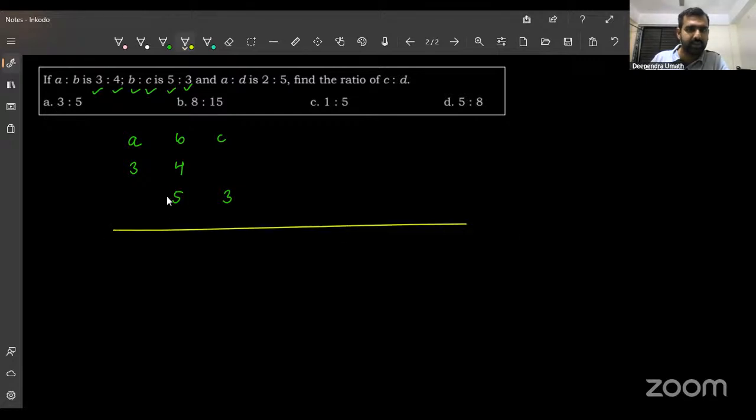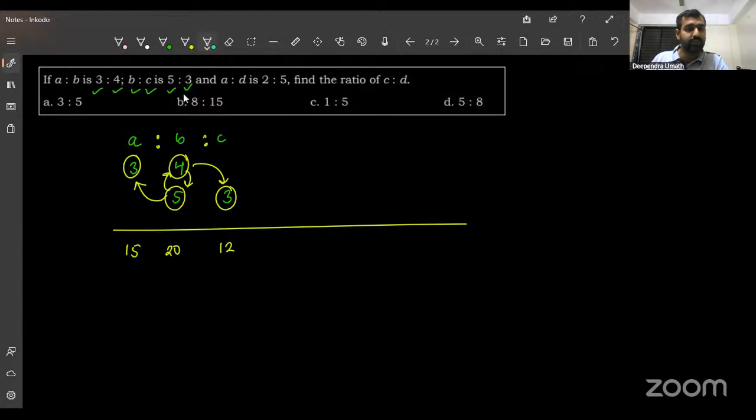So what I'll do is this 5 I'll multiply above and this 4 I'll multiply below. So here 5 into 3 will give you 15. 5 into 4 will give you 20, or you could have said 4 into 5, which also gives you 20, and 4 into 3 will give you 12. Now that's the relationship between A, B, and C. So that's a little easier method.